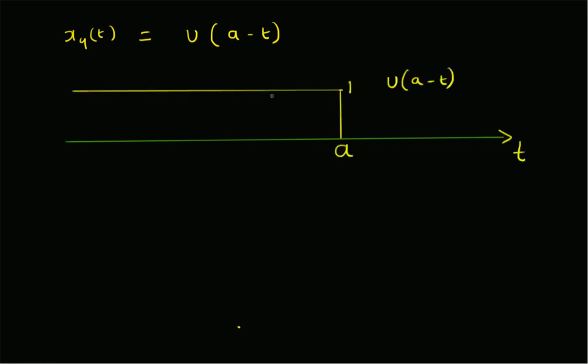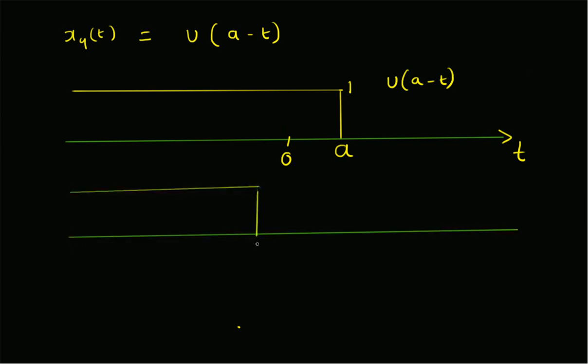So that should be the structure of u of a minus t. If a is greater than 0, then u of a minus t should look like this. If a is less than 0, then the ending point of u of a minus t will look like the following. This is for the case where a is less than 0. Here a is positive, here a is negative. So that will be the structure of u of a minus t.